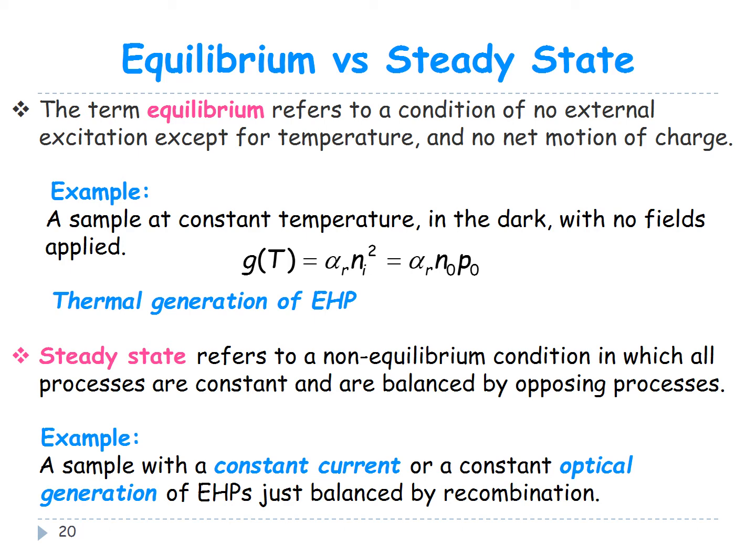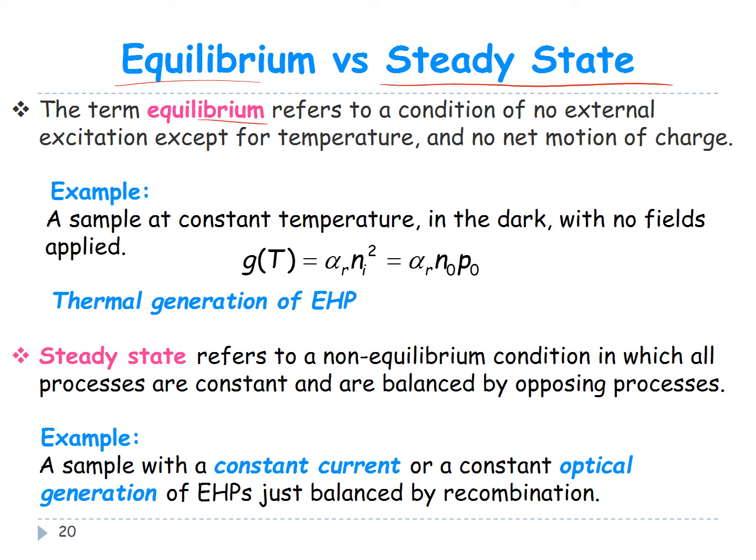Now, it's very important to clearly understand the difference between equilibrium and steady state. The term equilibrium refers to a condition of no external excitation except for temperature and no net motion of charge. So this is just the semiconductor lying there without any electric fields being applied to it. It's in the dark, and the only thing generating electron hole pairs is temperature. That's what we call equilibrium. An example is a sample at constant temperature in the dark with no fields applied.